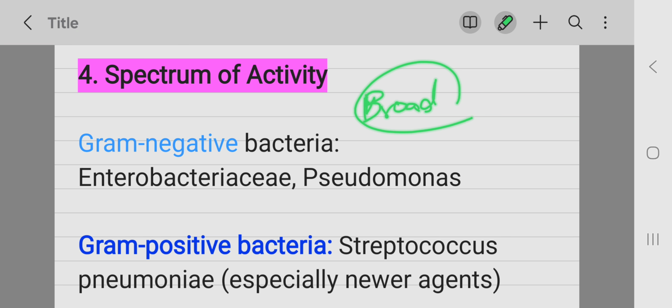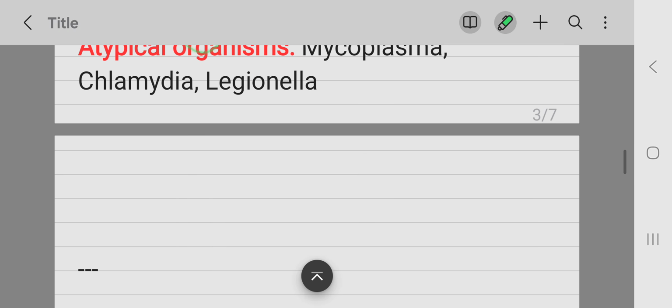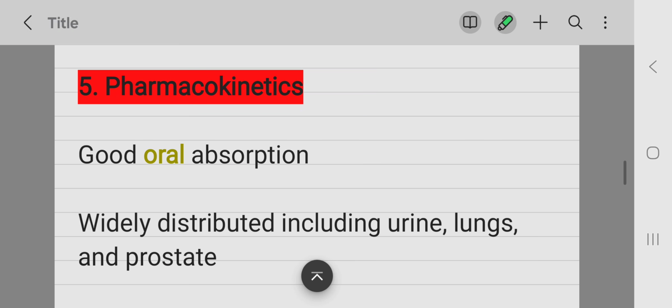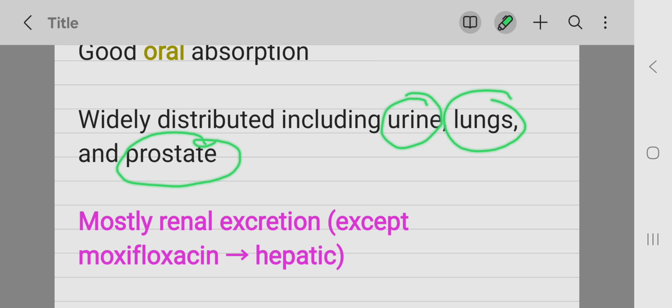It is a broad spectrum antibiotic: gram-negative bacteria, gram-positive bacteria, and atypical organisms. What are its pharmacokinetics? It can be given orally or intravenously. It has good oral absorption. It is widely distributed in urine, lungs, and prostate. So infections of these sites can be treated by using fluoroquinolones.